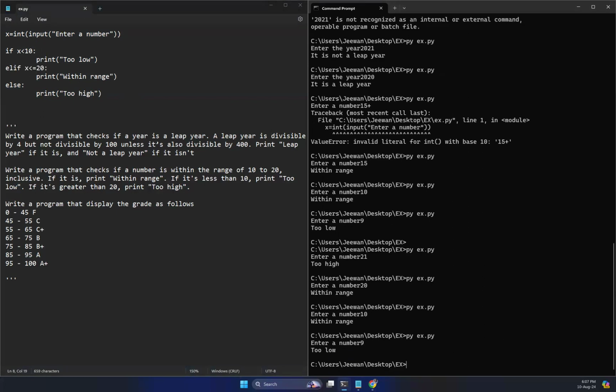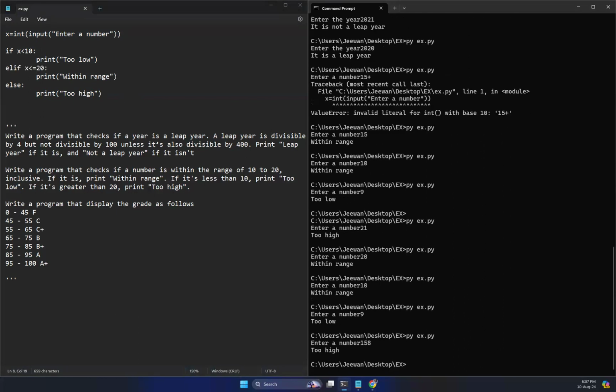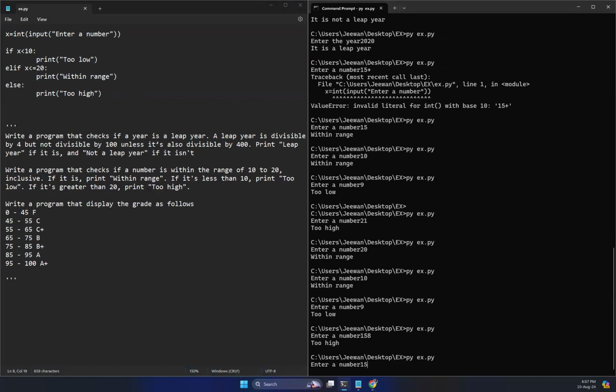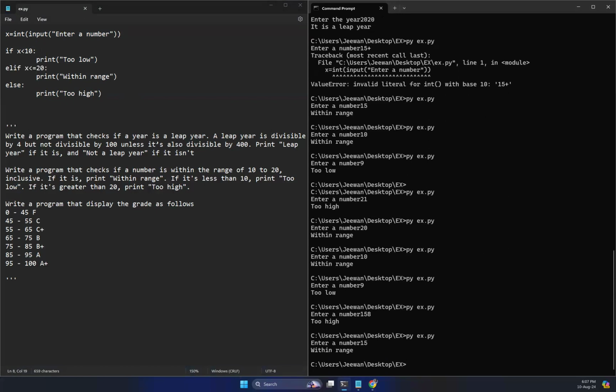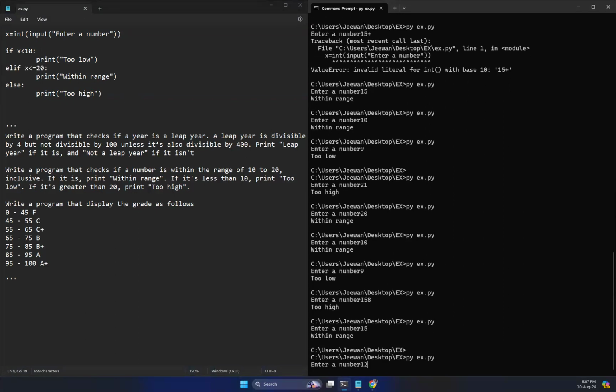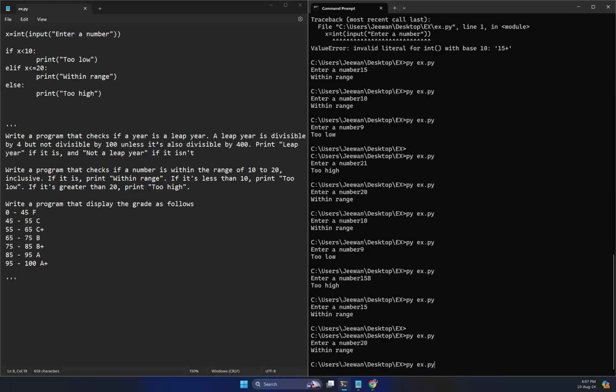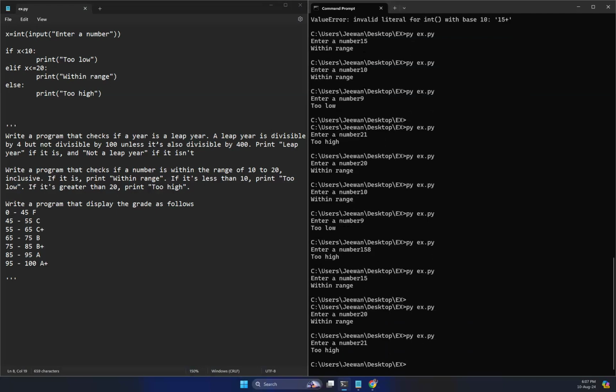Okay, 9. It says too low. If it is 158, obviously too high. If it is 20, within the range. If it is 21, too high. That's correct, right? No need to change anything. Yes, correct.